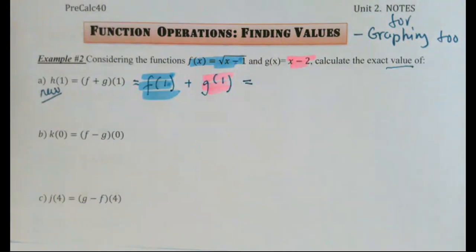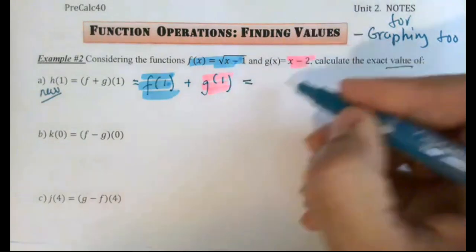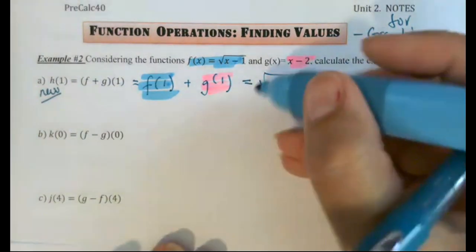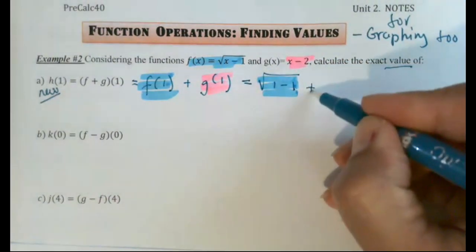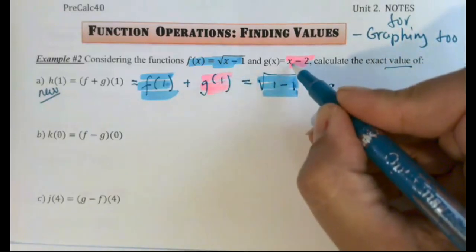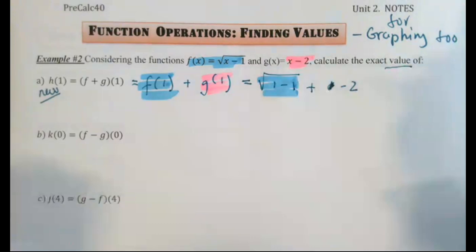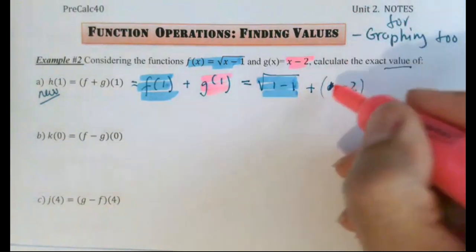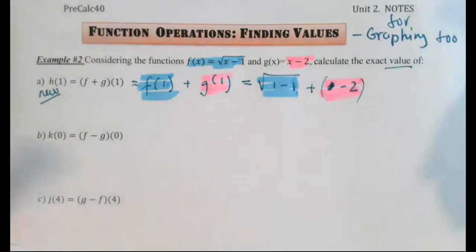First one, f of 1 means just take x equals 1 and plug it in where you have an x in the function f equation, so square root of 1 minus 1. That's how you calculate f at 1. Plus, now g of 1 means take the 1 and plug it in everywhere you see x in the function g, so 1 minus 2. Put a bracket here so you understand that binomial. You don't have a negative here, but you always have to be careful with binomials that come after operations.